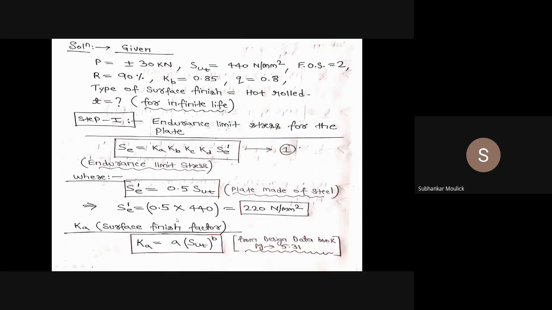Any doubt so far? No, sir. Okay, other people please respond whether it is clear or not. Yes, sir, clear. Okay, fine. So we have calculated the value of SE.